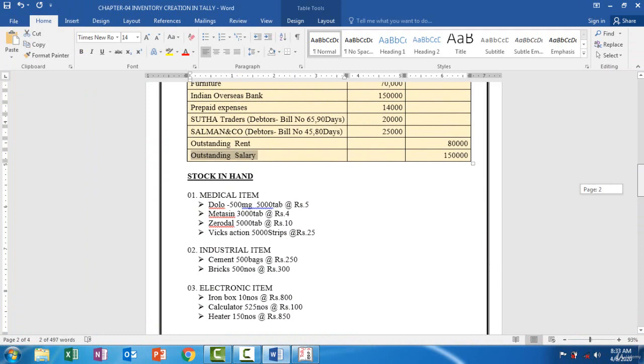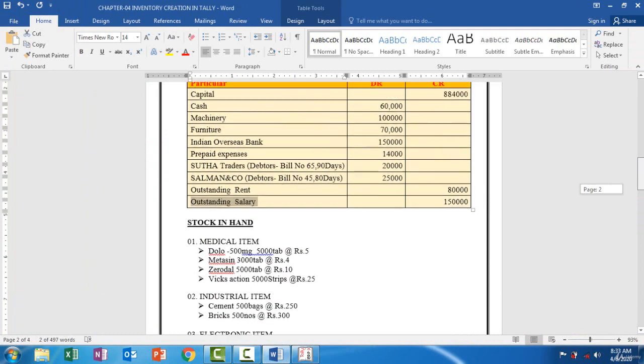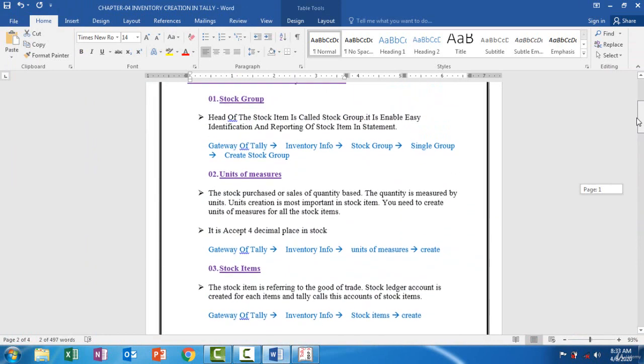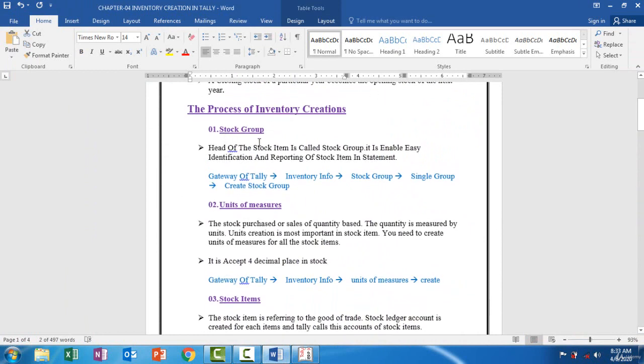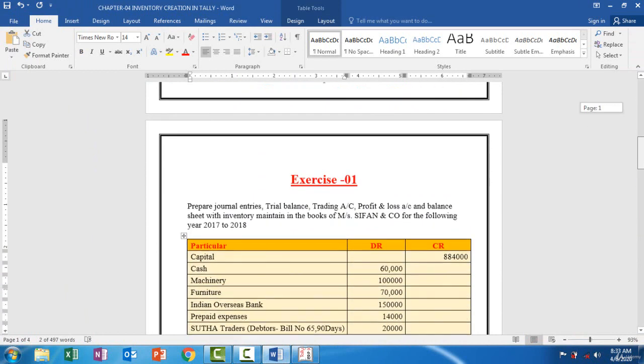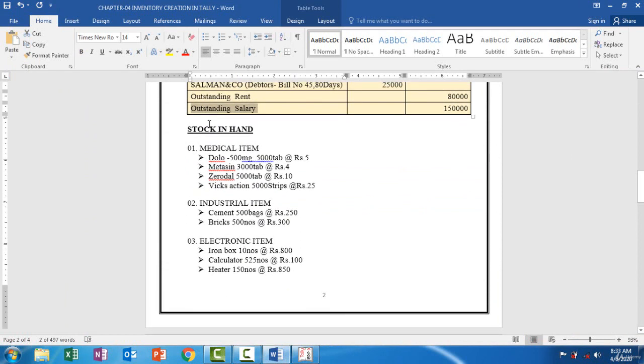So now we are going to look at how we can do the stock creation. You know that first we have to create the stock group. Stock in hand is the primary group. Under the stock in hand we have subgroups. Medical item is one subgroup, industrial item is another subgroup, and electronic items is another subgroup. So we have to enter the stock groups. I'm going to tell you how we can enter the stock group.